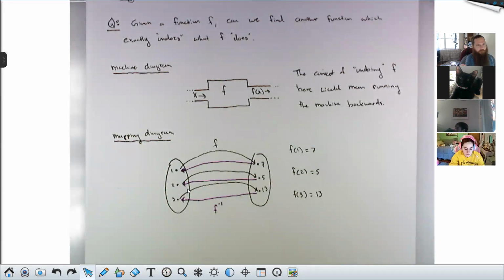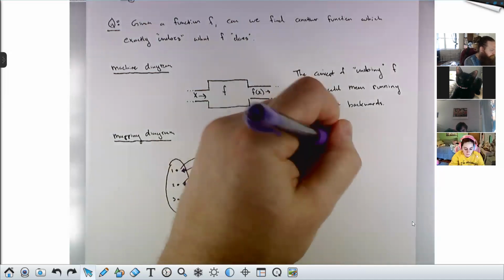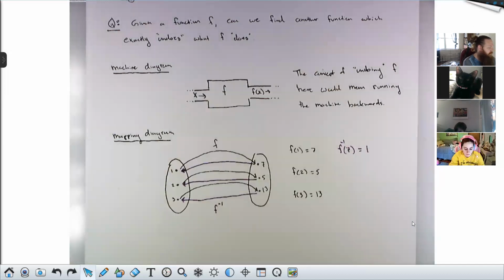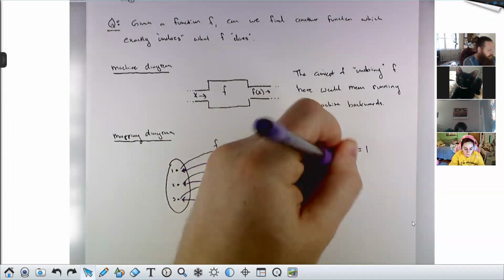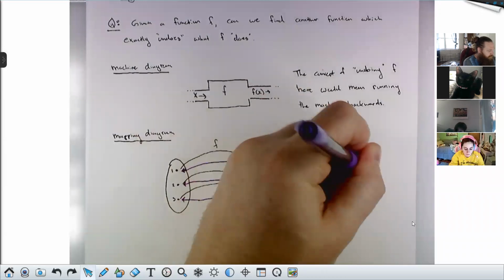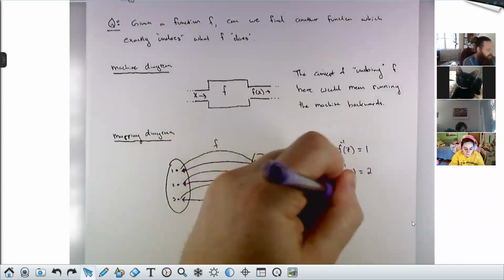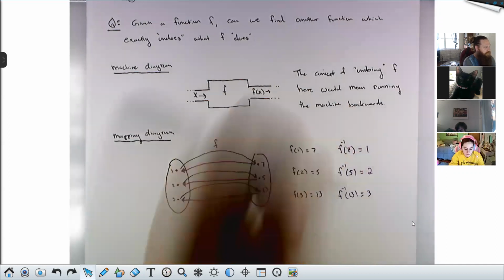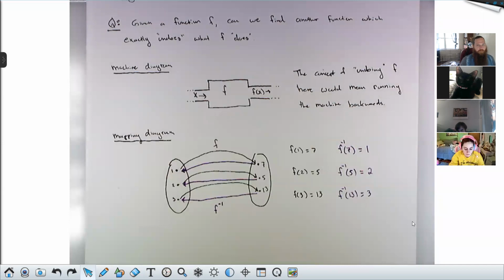Okay, and I'll define it in rigorous terms for you in just a second. But the idea is that the purple undoes the black. Whatever the black does, send 1 to 7, the purple undoes, send 7 back home to 1. And in function notation, we would say f inverse of 7 is 1. f inverse of 5 is 2. And f inverse of 13 is 3.